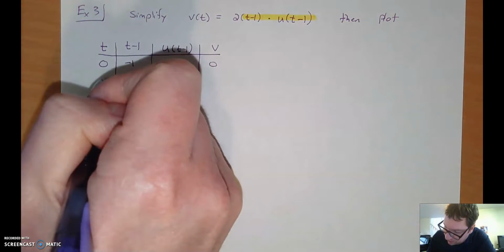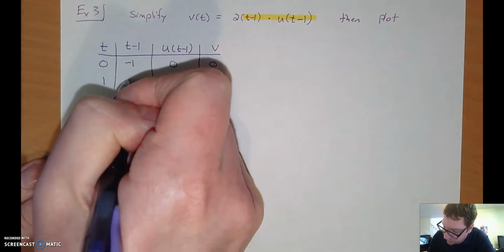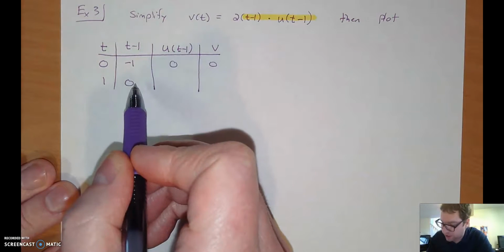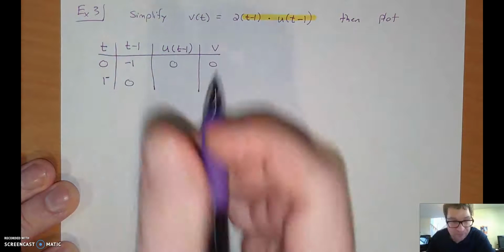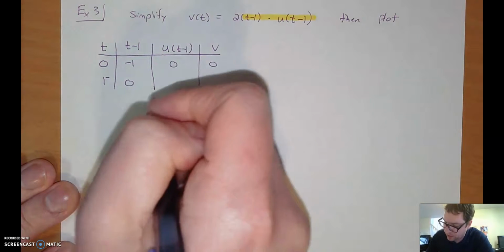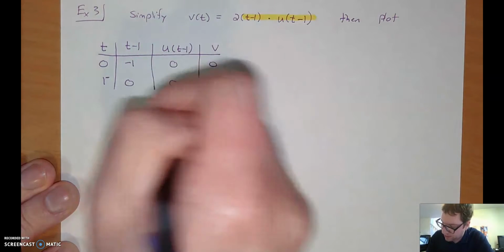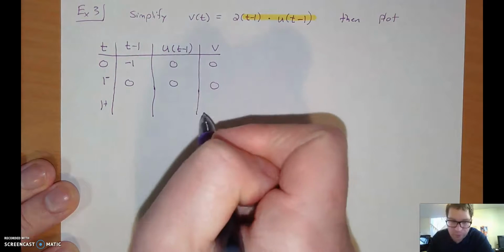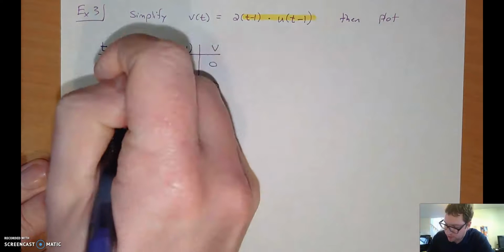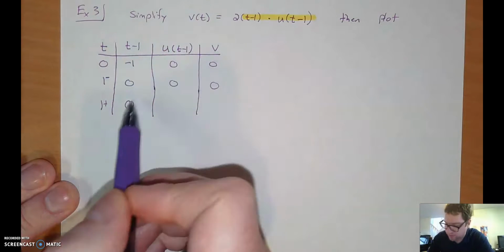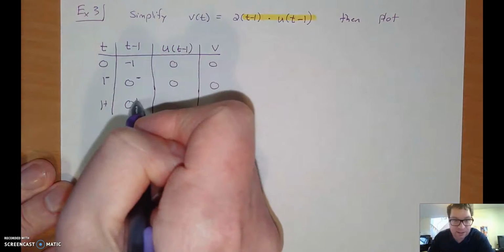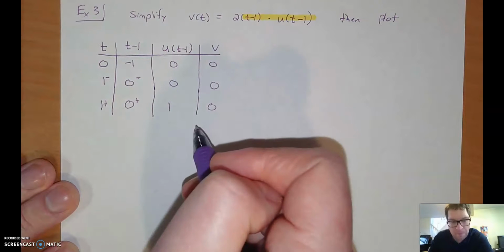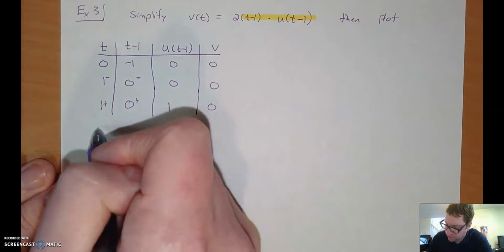If time is equal to 1 second, then t minus 1 is 0. U of 0, so it depends on how you look at it. So let's say it's 1 minus, so it's just before time equals 1. Then we're going to get 0, and 0 times 0 is 0. So let's say it's 1 plus, so it's just after, like 1.00000001. So that's basically 0 when I do 1 minus 1. So this is 0 minus, this is 0 plus. But this is going to turn on. Still 0. Okay?